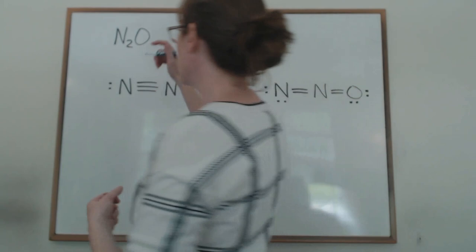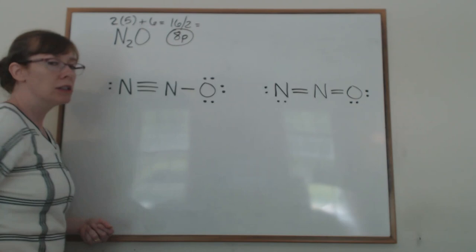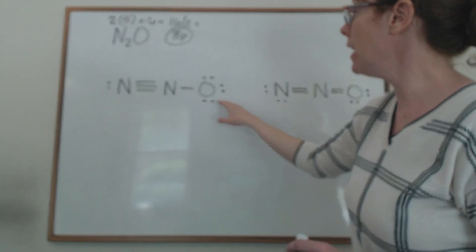Nitrogen, you've got two of them, but they each give you five. Oxygen gives you six, giving you a total of 16 valence electrons. That's eight pairs. So to be a good Lewis structure, they both have to have eight pairs. 1, 2, 3, 4, 5, 6, 7, 8. And so they both meet that requirement.